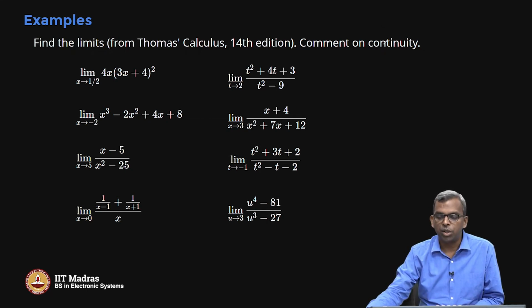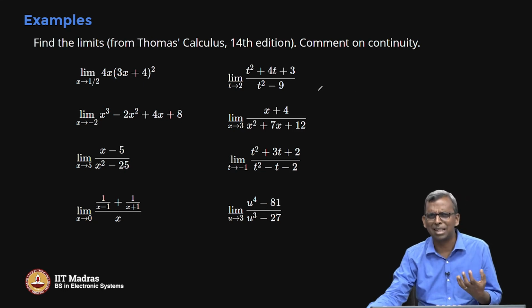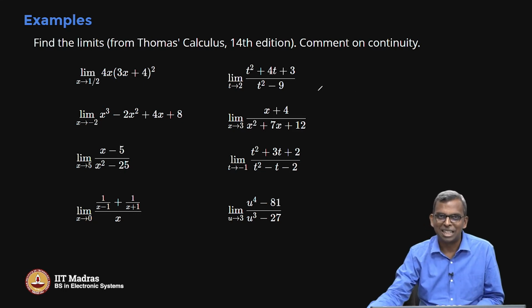There are comments on continuity. This function is continuous everywhere on the real line. This function is continuous except when t squared minus 9 is 0. When will t squared minus 9 be 0? When t is plus 3 or minus 3. So this rational function is continuous at all t except for t equals plus or minus 3. Okay, so it's so easy, right? One can very easily do this.